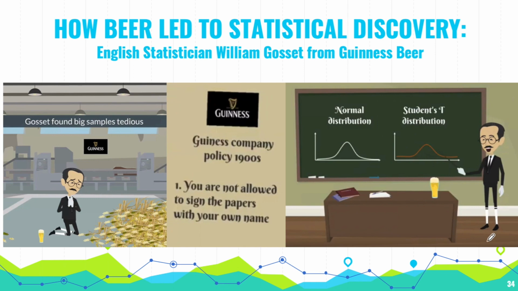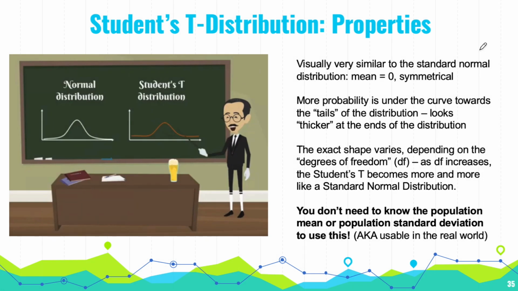Let me visually explain the differences on the next slide between a normal distribution and the student's T distribution. Visually, the student's T distribution is very similar to the standard normal distribution, right? The mean is still 0 and it's symmetrical about the mean. However, more probability is under the curve towards the tails of the distribution, so it looks thicker at the ends of the distribution, right? The exact shape, though, is going to vary depending on a value called the degrees of freedom, which we'll shorthand as DF. As DF increases, the student's T distribution becomes more and more like a standard normal distribution. So law of large numbers applies.